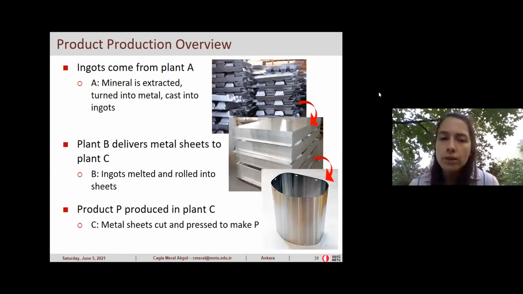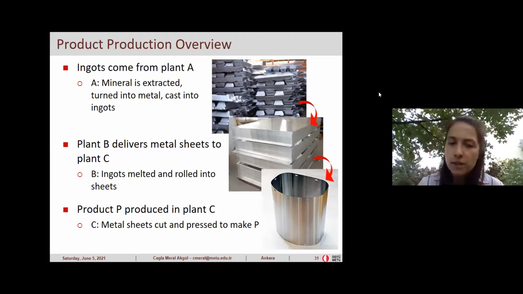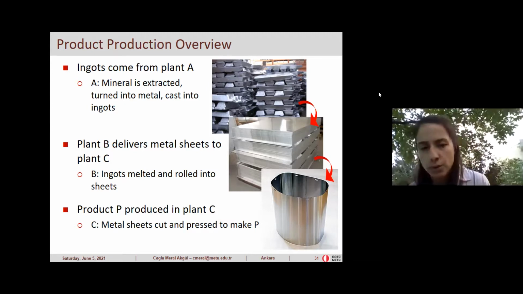Ingots came from plant A. In plant A, I extract minerals. I turn it into metal and cast it into ingots. Külçeleri madeni çıkarıp dönüştürüyorum. In plant B, it delivers metal sheets to plant C. Külçeleri alıyorum. Ingots are melted and rolled into sheets. Külçeleri eritip yaprak yapıyorum, sheet yapıyorum. Ve bunu C'ye veriyorum. In plant C, product P is produced. Metal sheets are cut and pressed to make product P. So let's go through this system. Okay? Bunu örnek olarak yapalım.